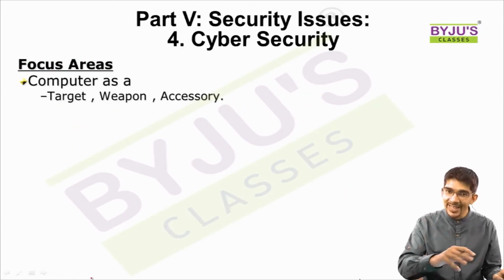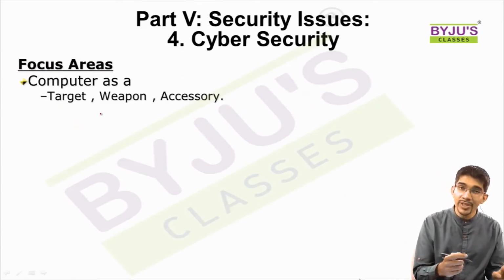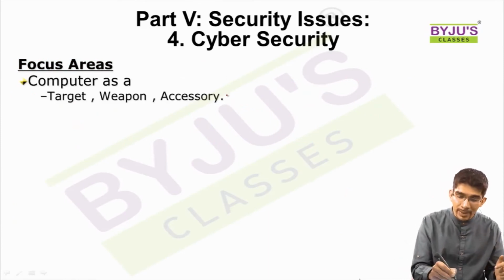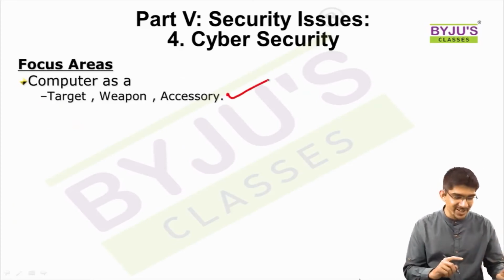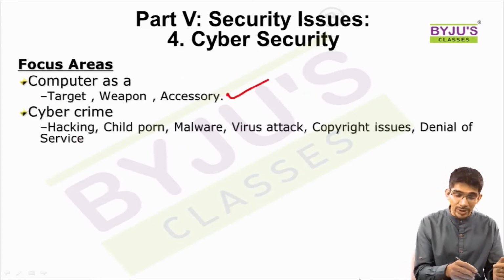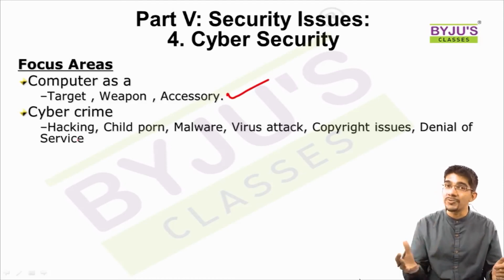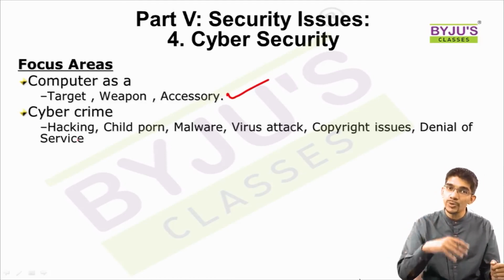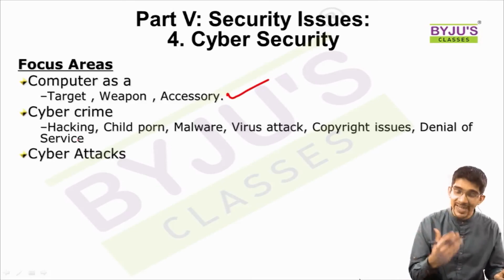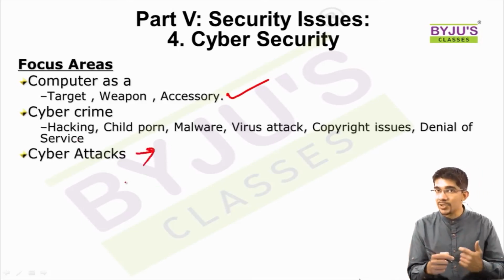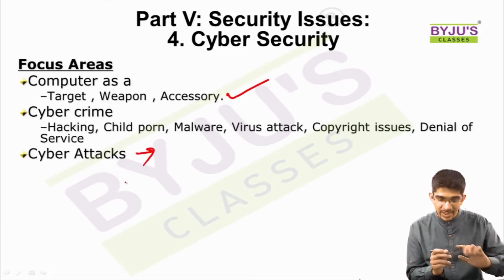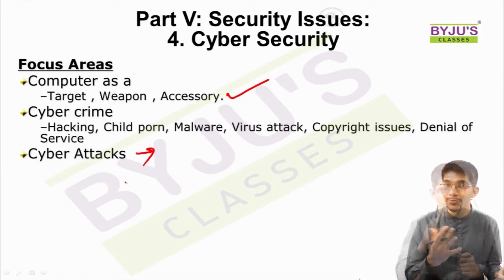Cyber security is a linked area, linked to technology again. So the computer can be a useful thing. At the same time, it can be a bad thing also. Target, weapon, accessory, etc. Cyber crime can include hacking, child porn, malware, all these different issues are there. How to tackle these issues? So keep an eye on those. Cyber attacks, what does that mean? China has been in focus for causing cyber attacks, etc. So those issues you should have a clear focus on.